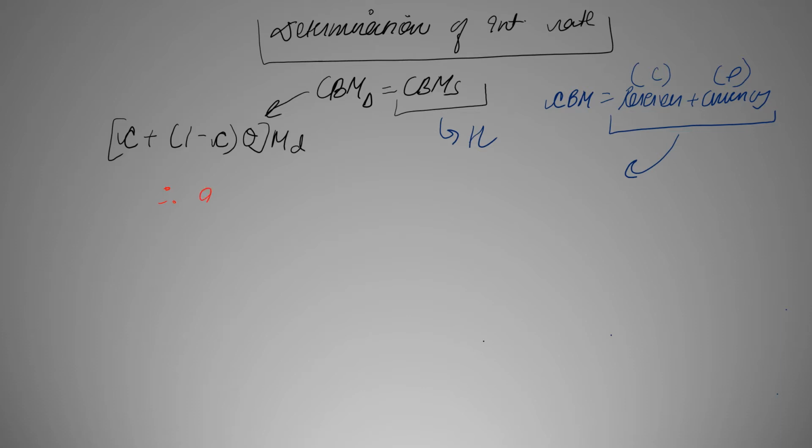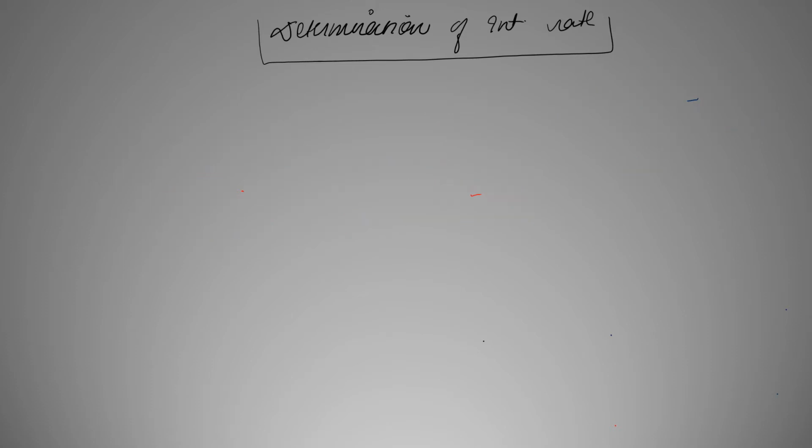Therefore we can say interest is determined at the level where C plus (1 minus C) theta MD is equal to H. Keeping this formula in mind, we are going to talk about three cases. Before starting with the three cases, we again write the formula, which is C plus (1 minus C) theta MD is equal to H, right?